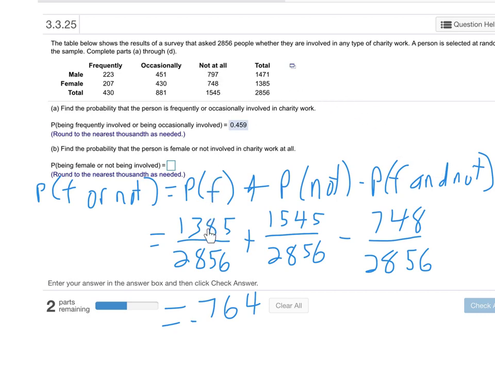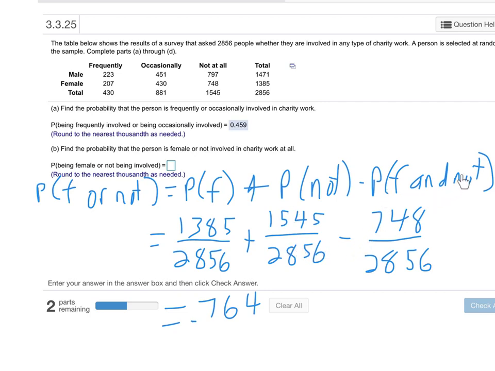So probability of female, that'd be this line here. There's 1,385 females out of the total, and that's what I have here. Probability of not is this column here. There's 1,545 out of the total, which is what I have here.